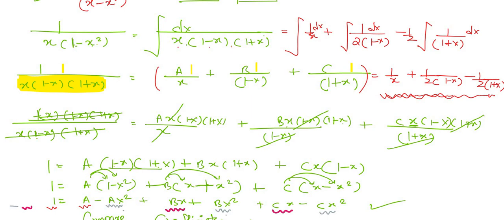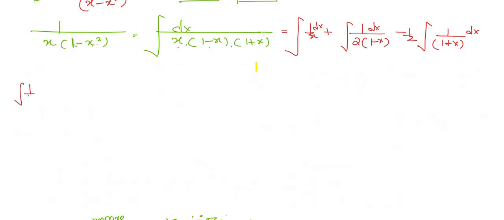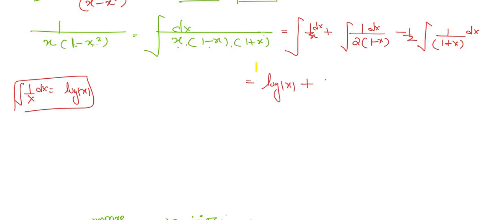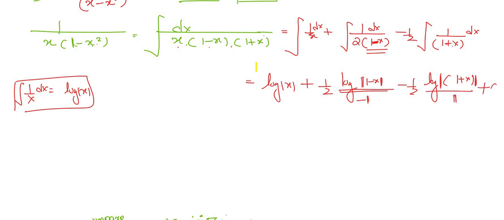We already know what is integration of 1 by x. Let me do it here. What is integration of 1 by x? The formula is log of x. If you have done other exercises previously, you will know the integration of this is this. 1 by 2, for 1 minus x will be log of 1 minus x, and then whatever is the coefficient of x comes down, which is minus, so minus half log of 1 plus x. And the coefficient of x will come down, 1. Plus c. This is my final answer.